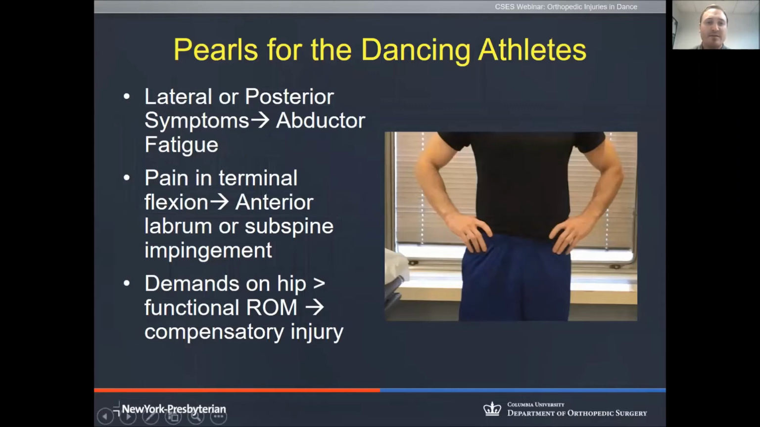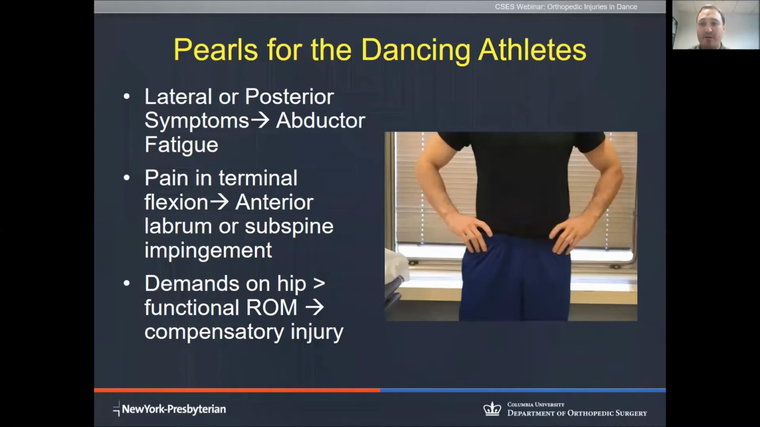So in terms of these individuals, looking out for lateral or posterior-based symptoms can sometimes point to abductor fatigue. If they have pain in terminal flexion, it makes you think that they're having pain coming from their labrum or what we call subspine impingement because they have a prominent anterior inferior iliac spine.